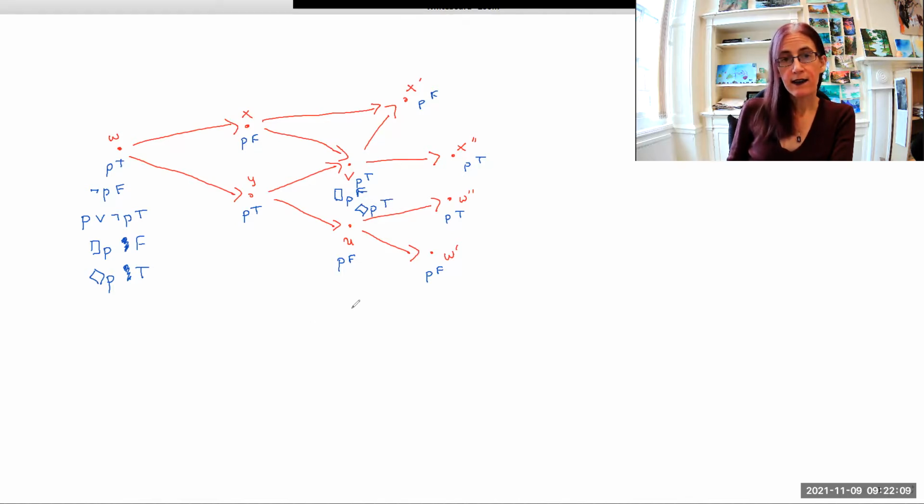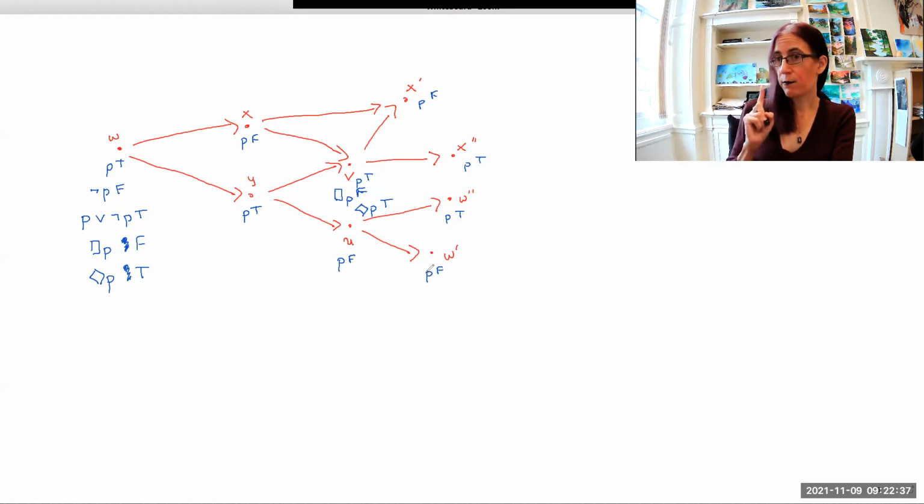And in fact, there isn't any place in this entire model where P is necessary because every world can see at least one world where it is false. So X can see X prime and it's false. V can see X2, V can also see X prime. Y can see U, which makes it false. U can see W prime, which makes it false.